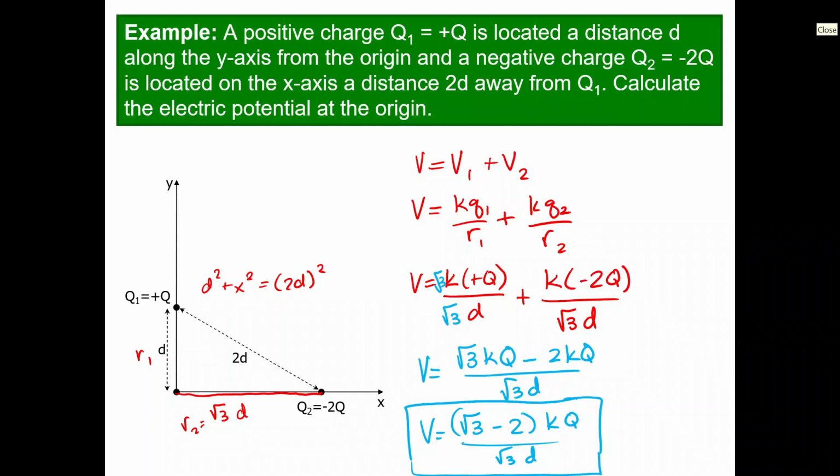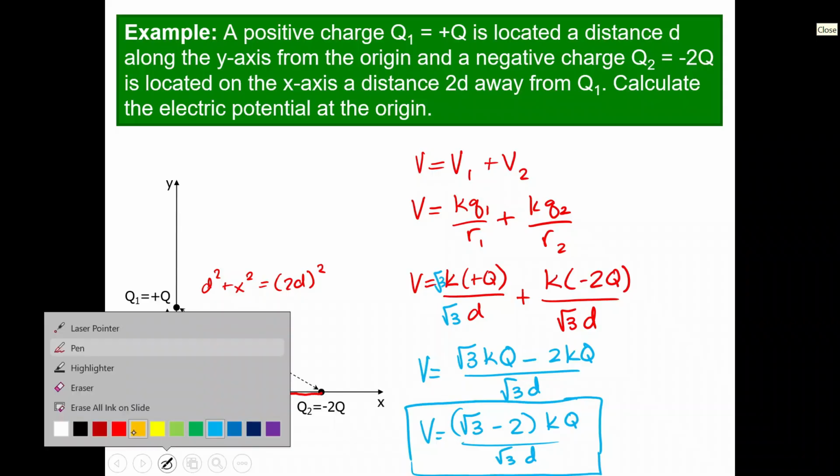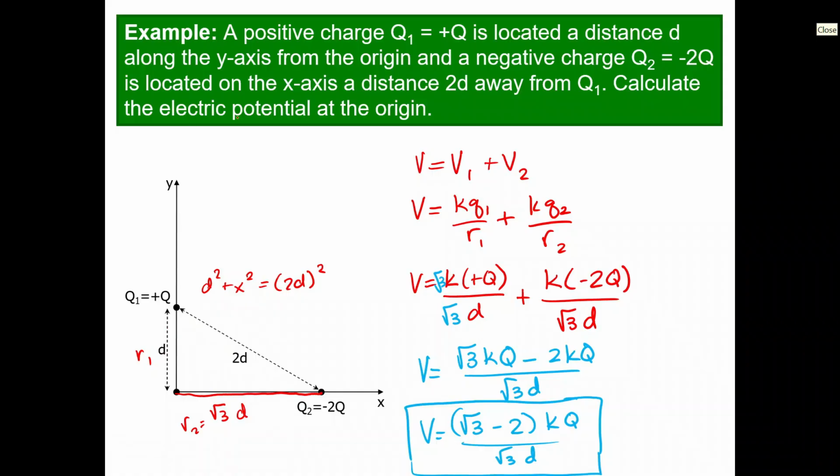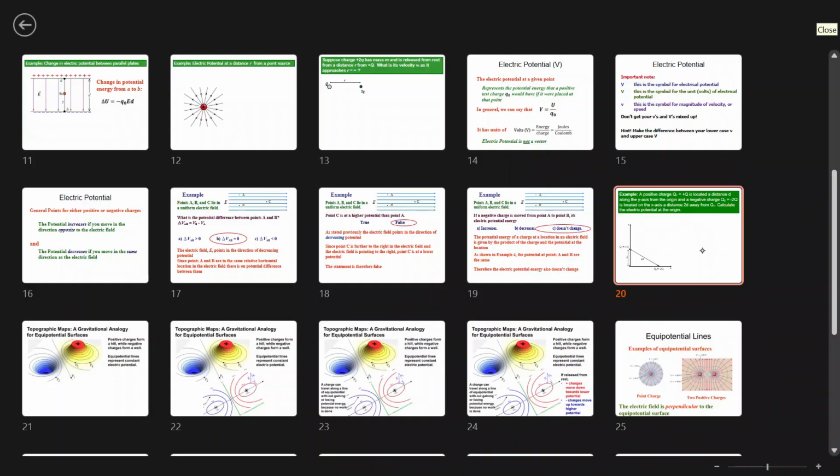So much nicer not having to do X and Y components. But I have to caution you, now that you know that you can do this, if you're given a problem involving forces or the electric field, you do have to include vectors. So if this had asked us to calculate the electric field instead, you'd have to be careful because the electric field is a vector. So at this point right here, Q1 would be creating an electric field away from it.